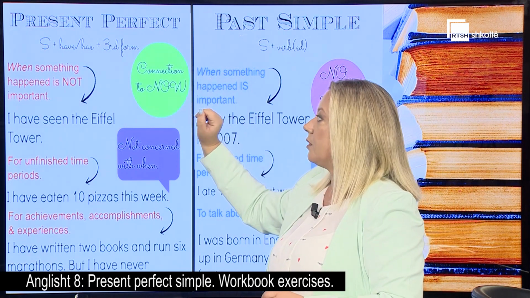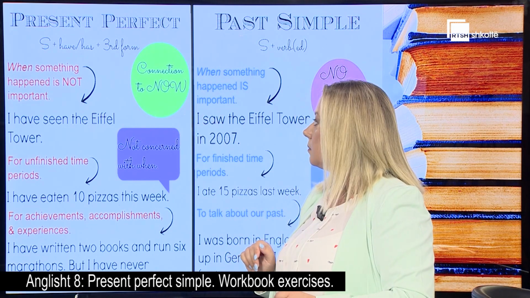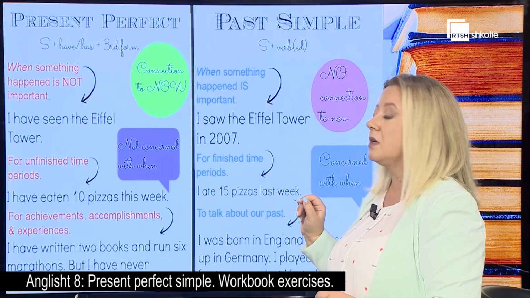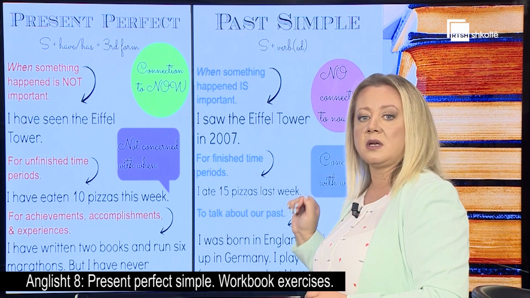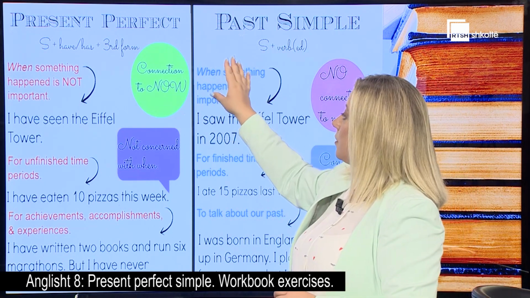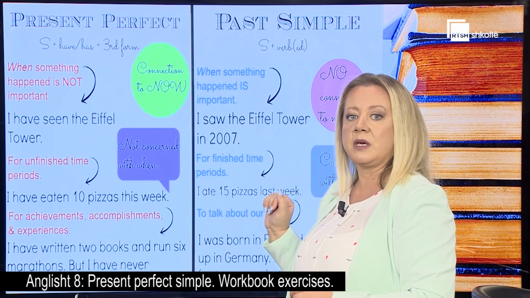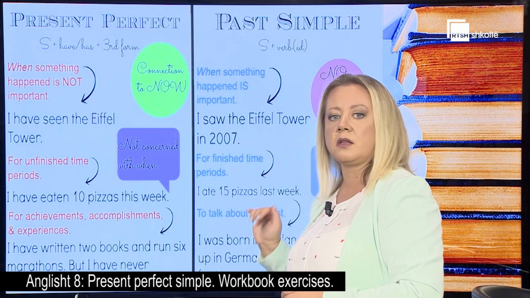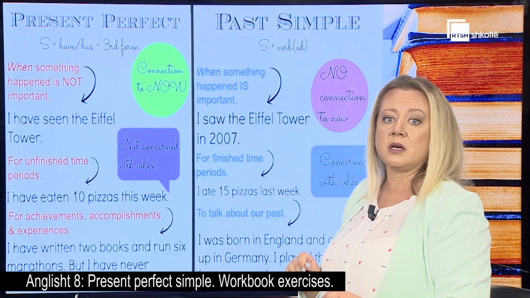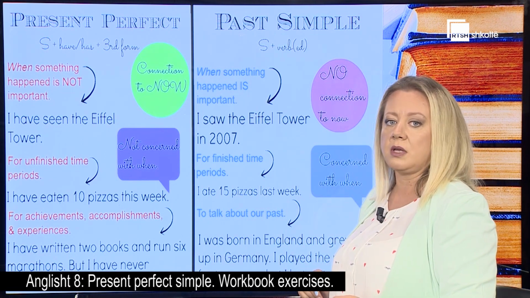When we use present perfect, when something happened is not important to us, while when something happened is really important in past simple because it talks about a certain time or a certain moment in the past. Present perfect has a connection to the present time because it states an action that is not finished yet, while past simple has no connection to now because it talks about a finished or completed action in a certain period in the past.